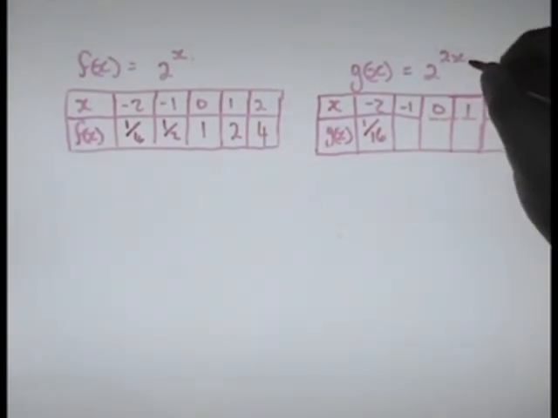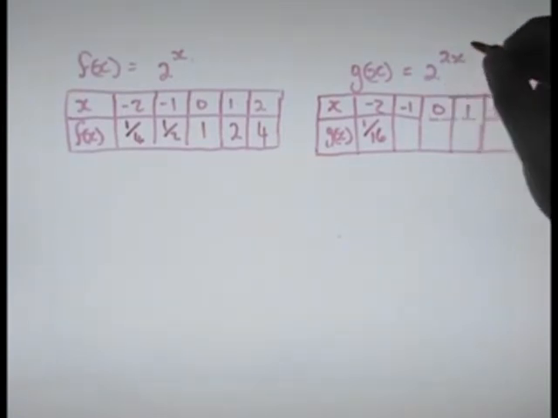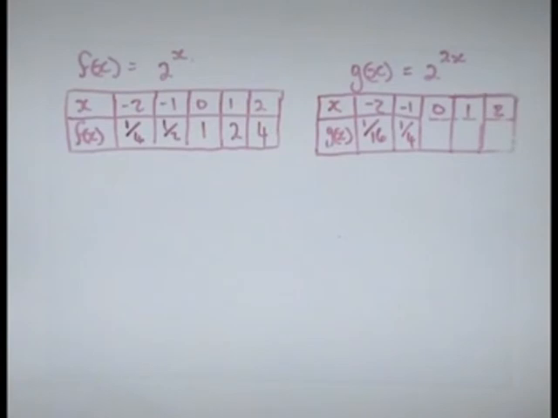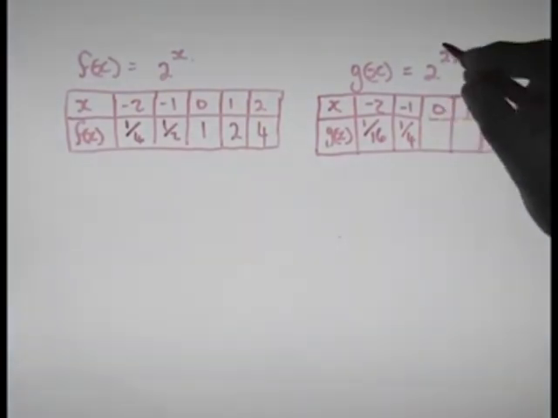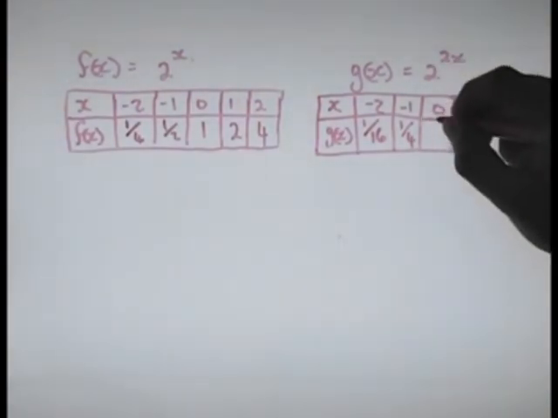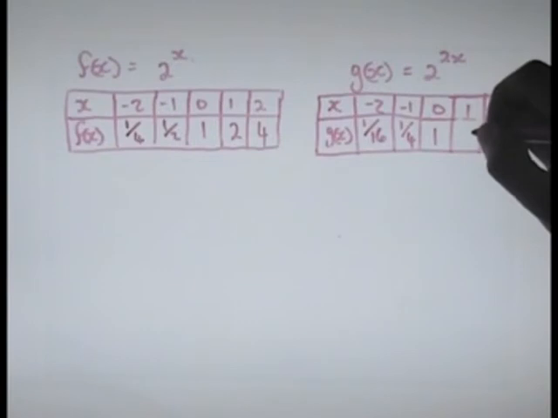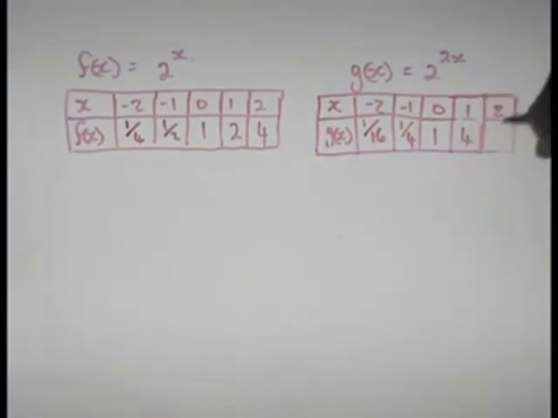When x is equal to negative 1, that's going to be 2 to the power negative 2, which is equal to 1 over 4. When x is equal to 0, that's 2 to the power 0, which is equal to 1. When x is equal to 1, that's 2 to the power 2, which is 4. When x is equal to 2, that's 2 to the power 2 times 2, which is 2 to the power 4, which is equal to positive 16.